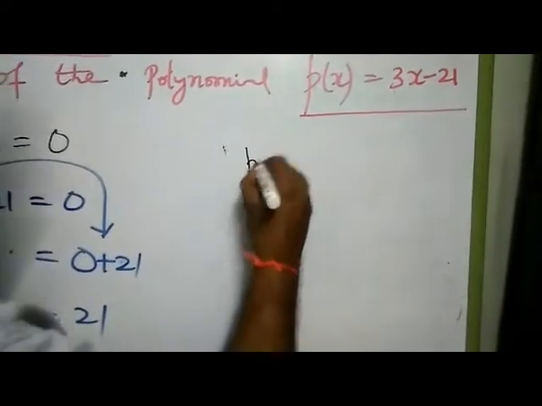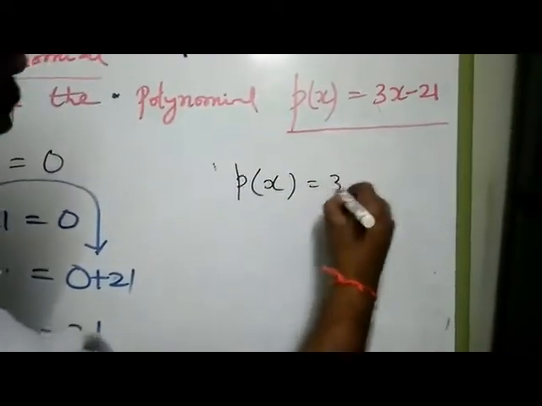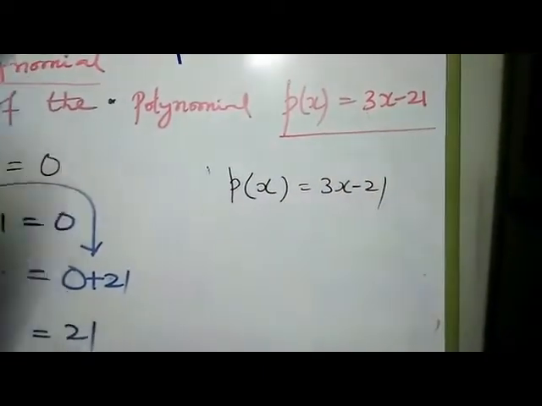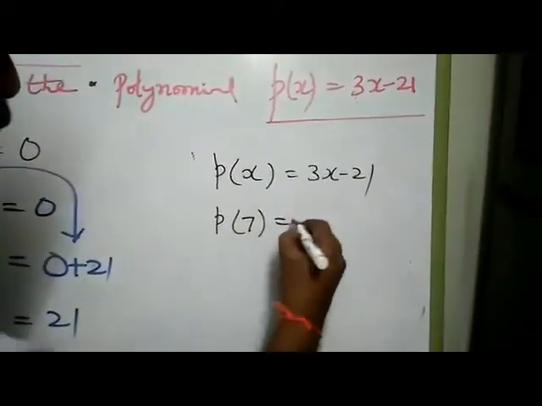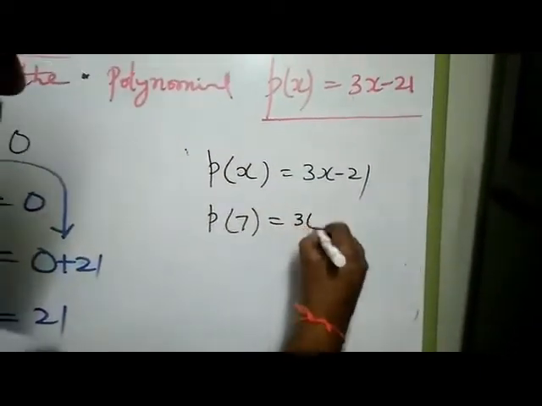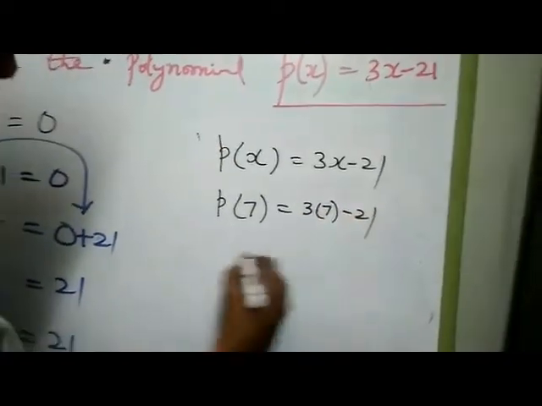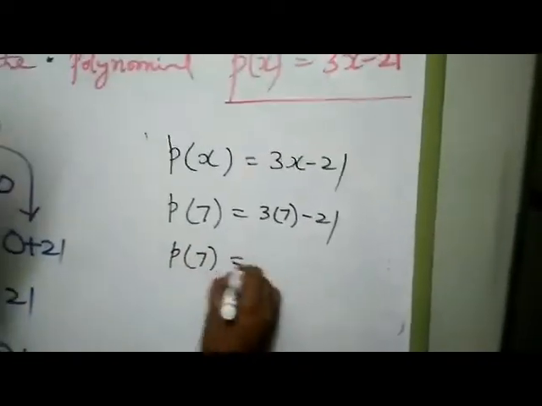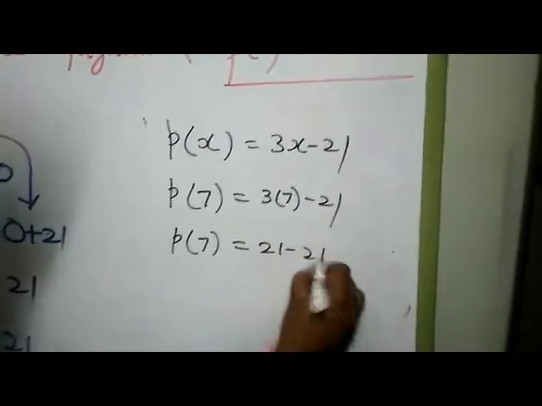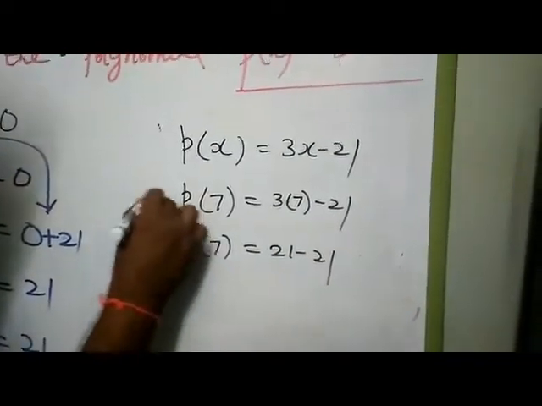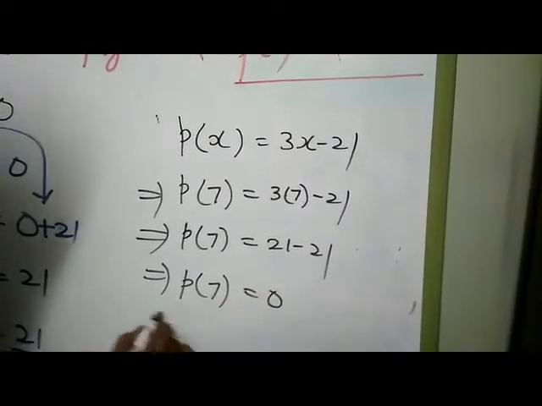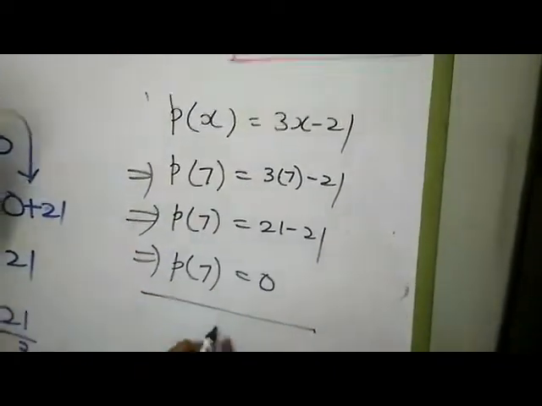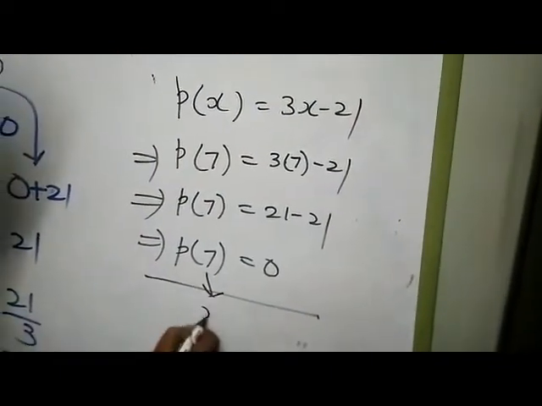Given p of x is equal to 3x minus 21. Here I got x is equal to 7. That's why p of 7 is equal to 3 into 7 minus 21. P of 7 is equal to 3 sevens are 21 minus 21. That implies p of 7 is equal to 0. If p of 7 is equal to 0, 7 is the root of the polynomial.